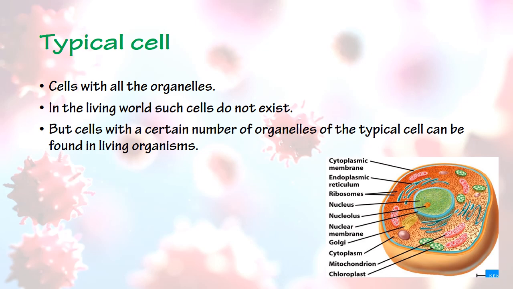Okay, let's read this slide. Cells with all organelles: in the living world, such cells do not exist. Cells with all the organelles are not there. Each cell contains particular organelles which are needed for its activity. But cells with a certain number of the organelles of a typical cell can be found in living organisms.